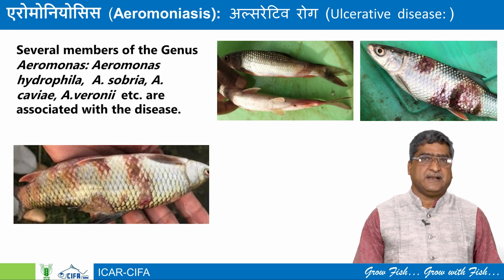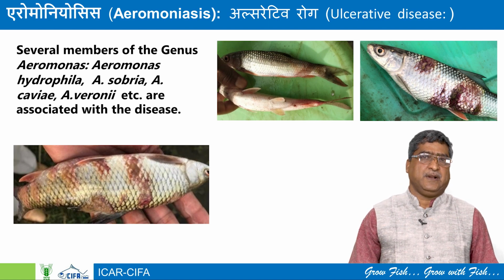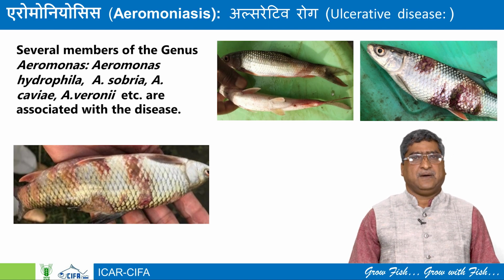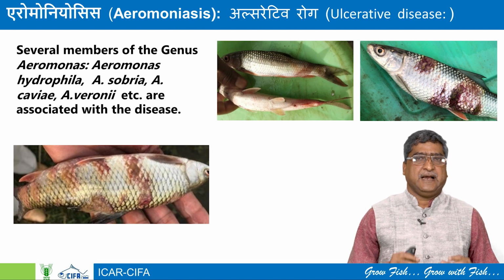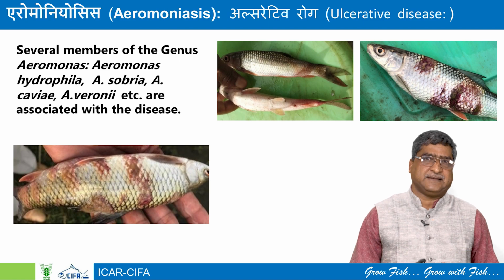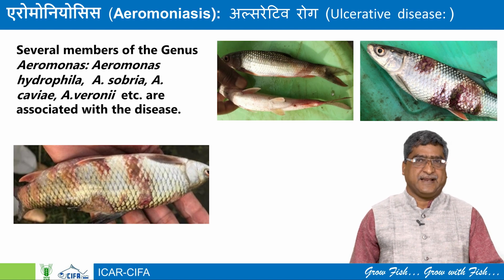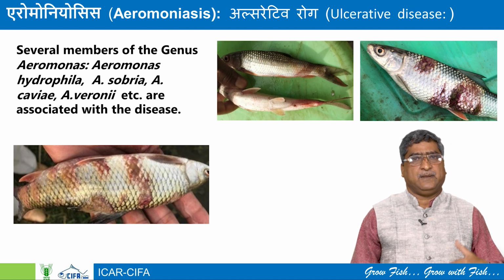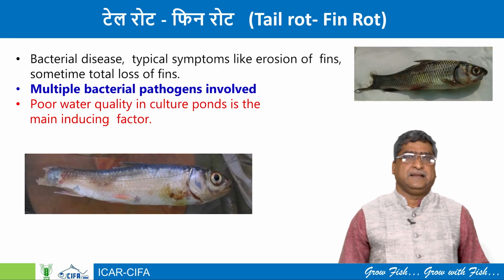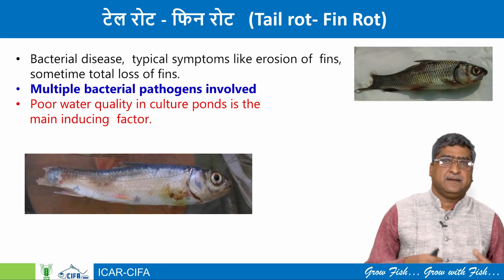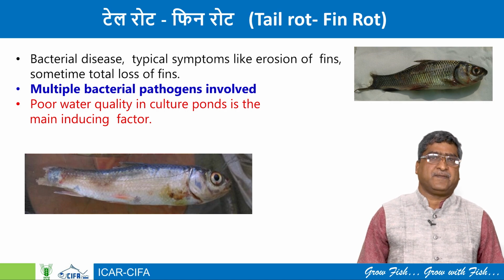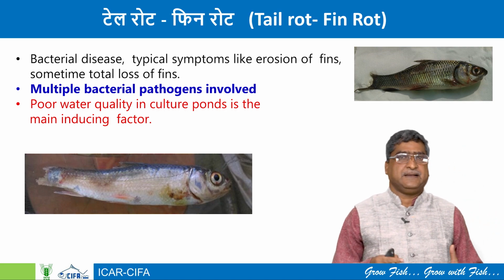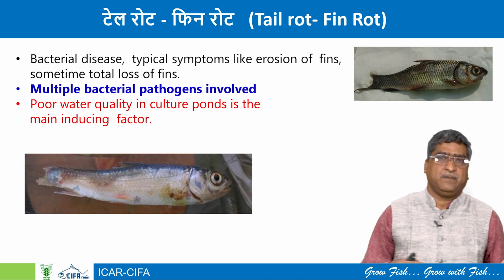The genus Aeromonas, including Aeromonas hydrophila, Aeromonas sobria, Aeromonas caviae and Aeromonas veronii, is also involved in a particular disease called Aeromoniasis. In this case, we'll find red patches and ulcers, say with secondary infection, and animals usually die. Then another disease called tail rot or fin rot. Tail rot, fin rot is a bacterial-induced disease.